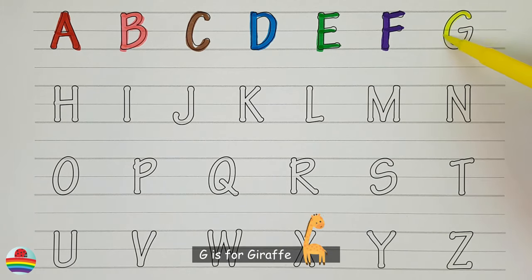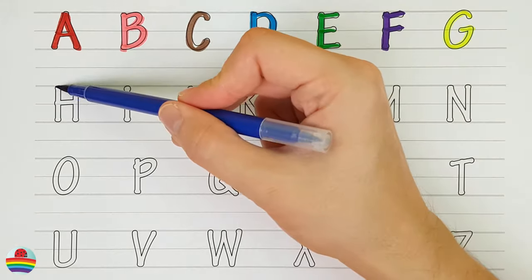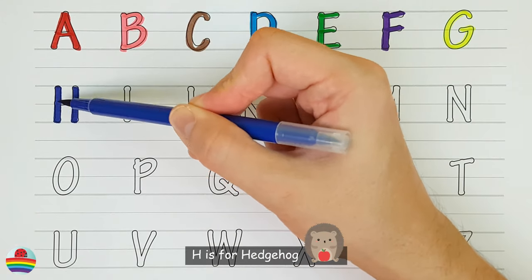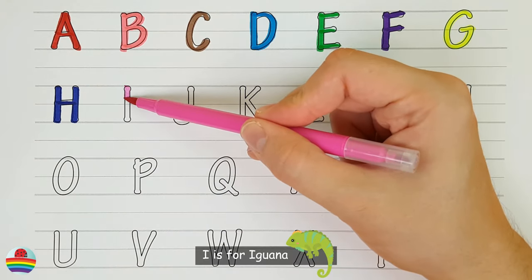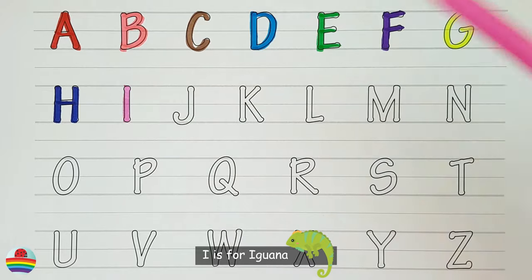G. G is for giraffe. G. H. H is for hedgehog. H. I. I is for iguana. I.